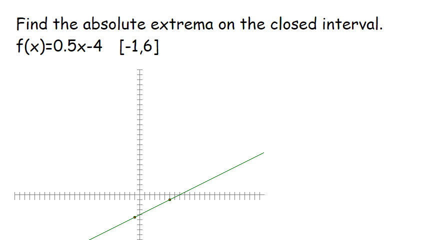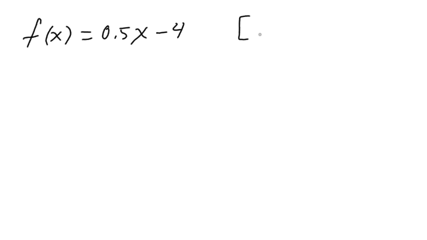Okay, so let's move over, and alright, let's write down the function there. It was f of x is equal to 0.5x minus 4, and then we were on that closed interval between -1 and 6. Alright, so this is what we're going to do. We're going to check both those endpoints. So we just plug -1 in.